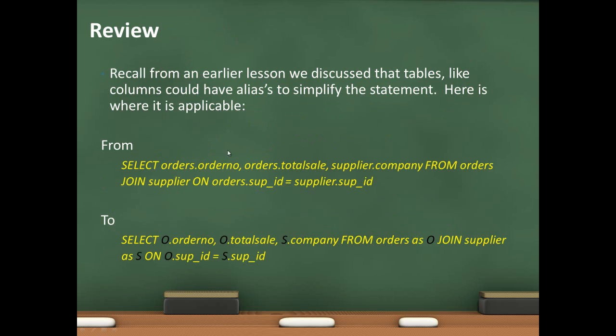Now, one other thing I would like to point out is that earlier in the quarter, we talked about aliases. We said we can give any column an alias that we want to. I also mentioned that we can give a table an alias. Why would we want to give a table an alias? Well, in the early days, it didn't make a lot of sense because we were pulling from one table. But now, here's an example of where we would use a table alias.